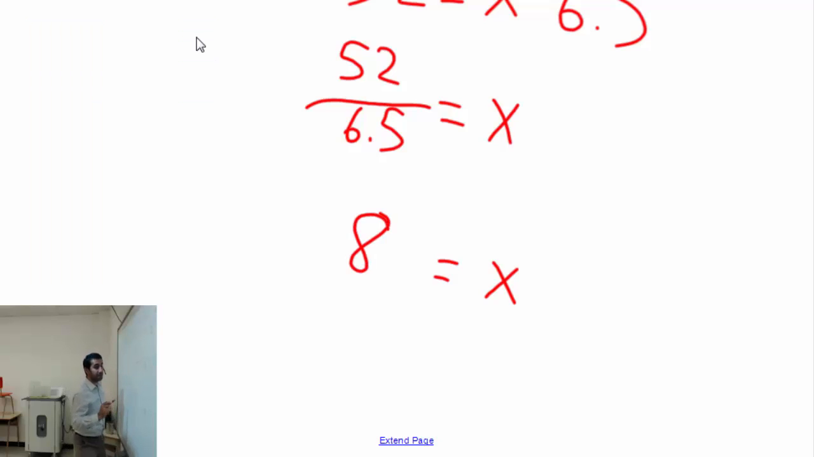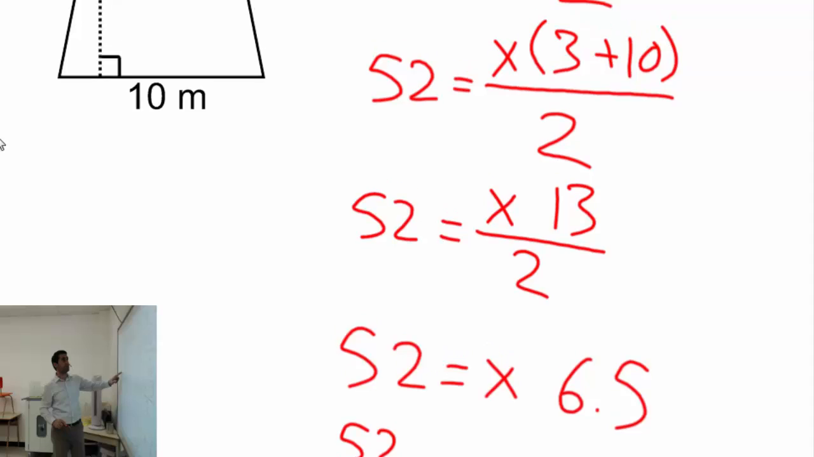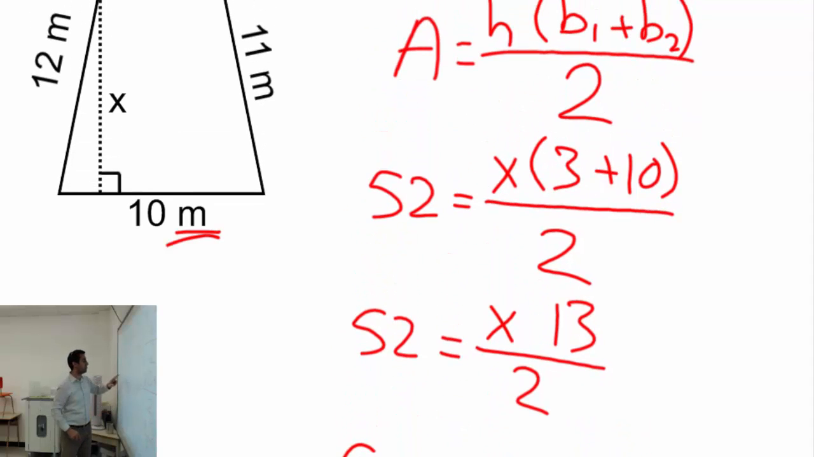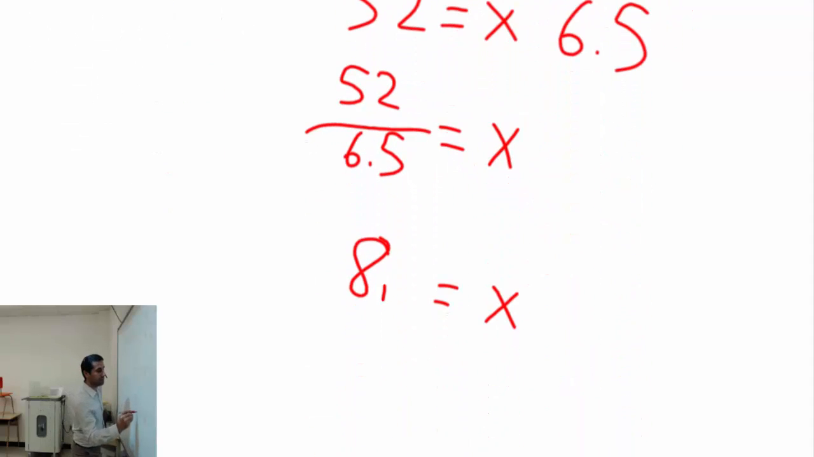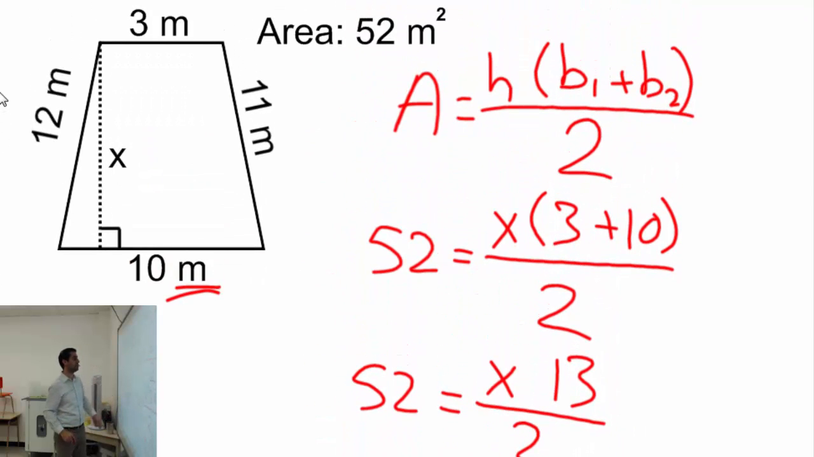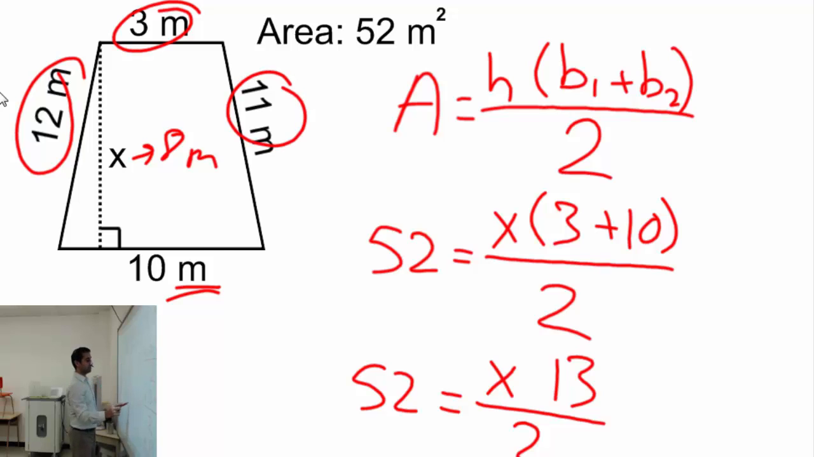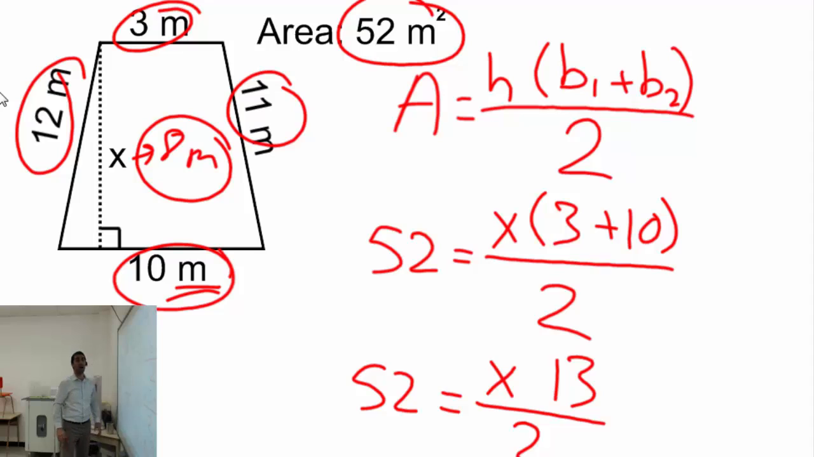I am done. I am just not gonna forget the unit, which is meter. So let's write that down, meter. So now I know the missing side, which is the X here. That is 8 meters. So look at the question here. That's 12, that's 3, that's 11, that's 10, and that's 8. Area is 52.